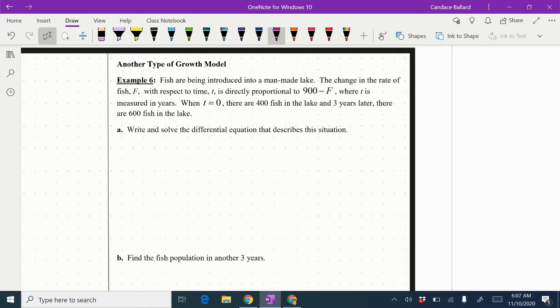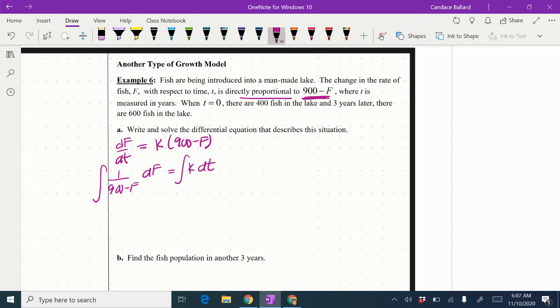So the first thing I'm going to do is write my differential. It already talks about F, so I'm going to use dF/dt because it said it was directly proportional to this. So I know k times 900 minus F is our differential. I'm going to go ahead and separate my variables. So I'm going to bring the 900 minus F to the other side, so I'm going to have to divide, dF, and then I'm going to also multiply by dt. I'm going to integrate both sides.